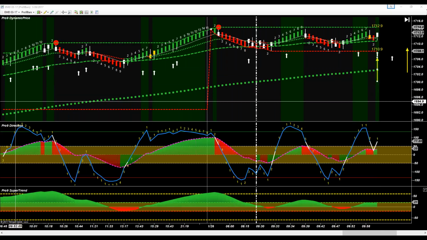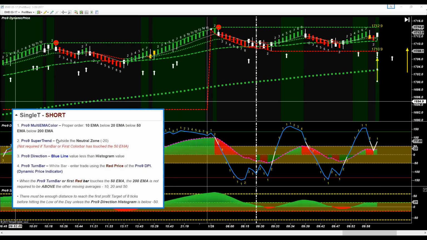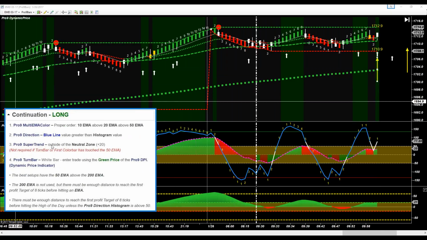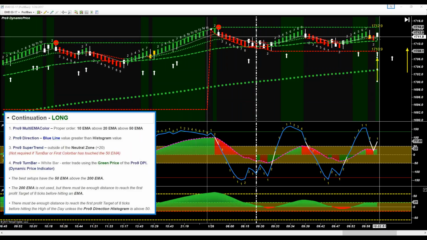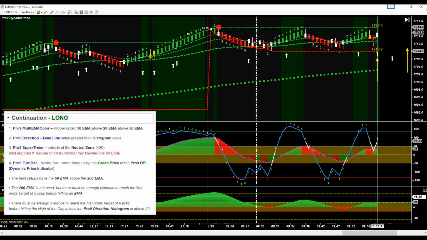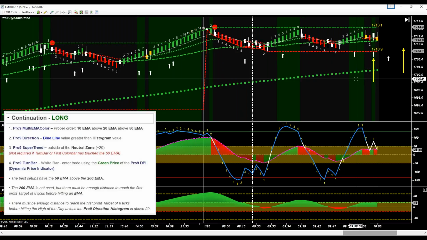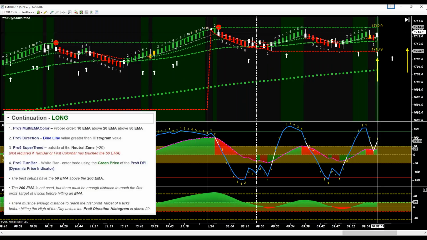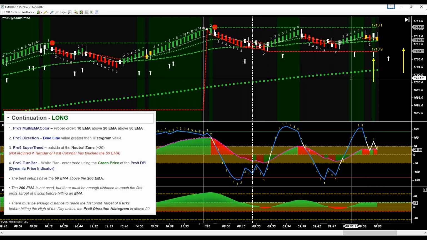This would be a qualified continuation. Our EMAs are in the correct order. Our blue line is on the correct side of the histogram. Our super trend may actually not be, it is just outside of its neutral zone. And we have our turn bar. So for argument's sake, if we entered on this turn bar, right after that we would have been stopped out.